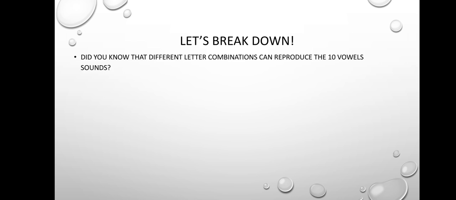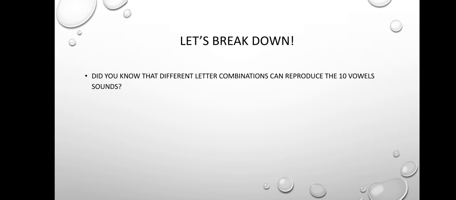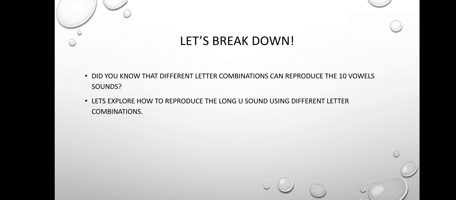Now let's break it down. First, did you know that different letter combinations can reproduce the 10 vowel sounds? I hear some of you saying, yes, we did. That's very good. If you didn't, well, it's actually true. You can reproduce the 10 vowel sounds using different letter combinations. So we're going to explore that. Now let's explore how to reproduce the long U sound using different letter combinations.